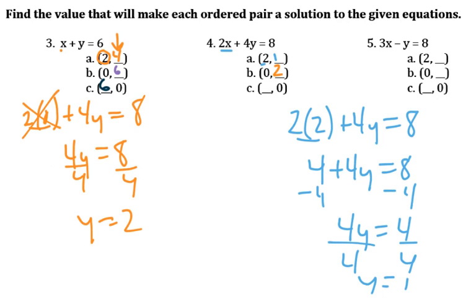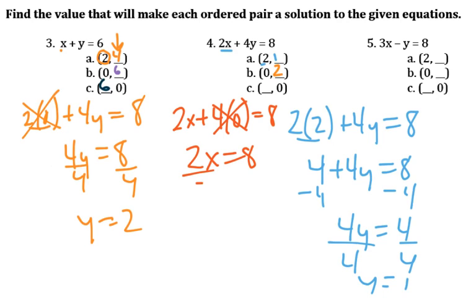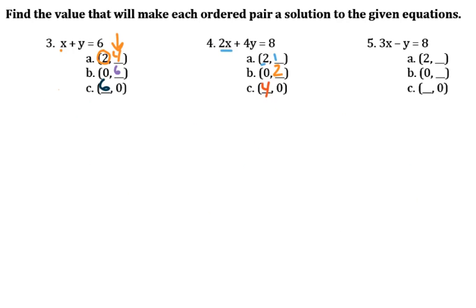Okay, then we do it for the C. So we get 2x plus 4 times our y, which is 0. That cancels. 2x equals 8. Divide by 2. And x equals 4. So there's our next set. So now we look at number 5. Same thing. So if you haven't yet, try it on your own and then watch the video.